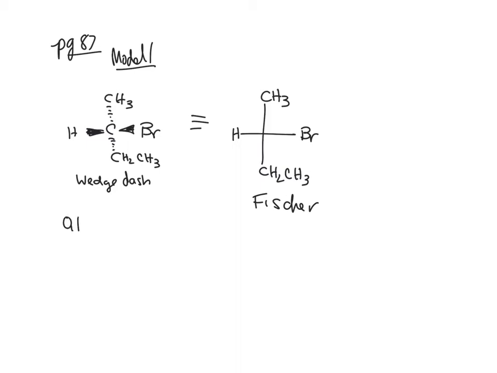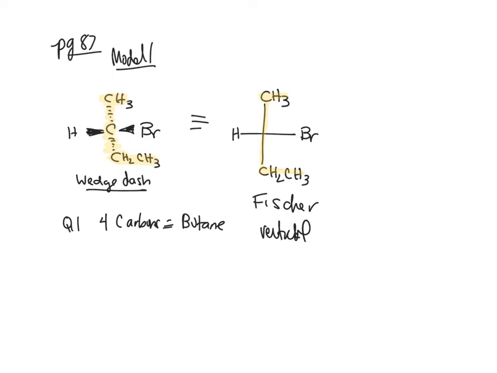Okay, so question number 1. Circle the carbon parent chain in the wedge dash structure in model 1. You circle that. I'm going to highlight it. Circle the parent chain: carbon, carbon, carbon. How many carbons is that? Four carbons, so that's butane. And it says in the Fischer projection, the carbon chain is what? It's vertical, isn't it?